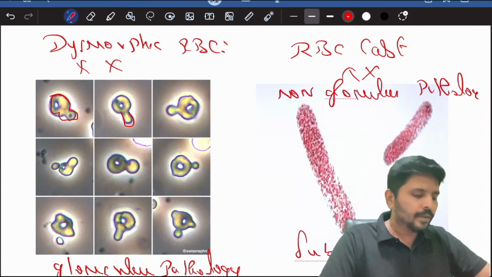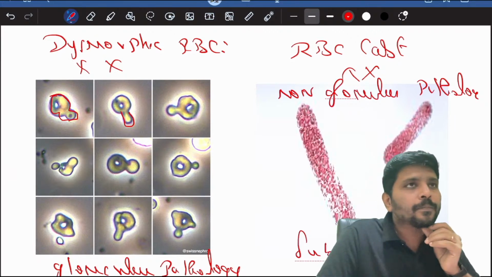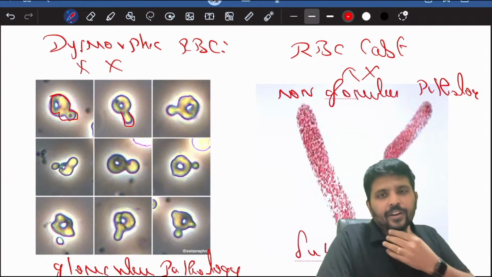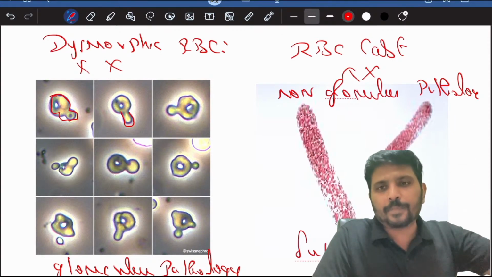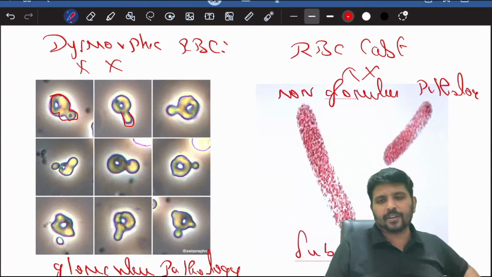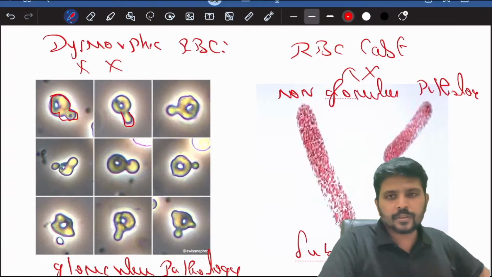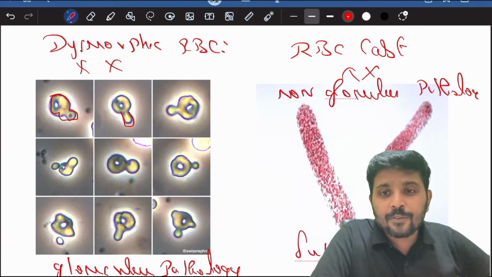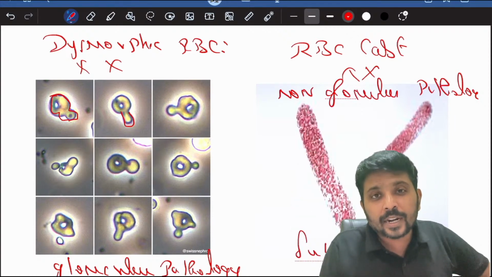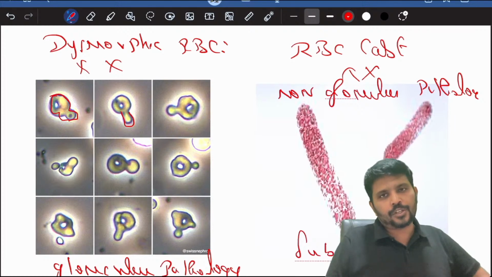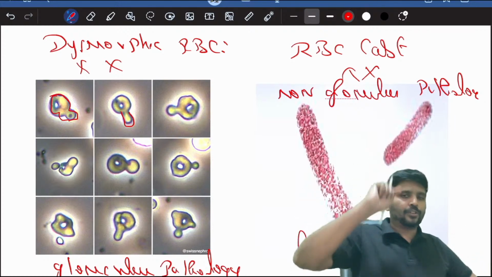Right. Okay. So what are all the points? Glomerular pathology means cola colored urine, dysmorphic RBCs. Non-glomerular pathology means RBC cast, bright red urine. Any other thing apart from this? Yes, presence of proteins. When you have proteinuria, it is called glomerular pathology. When you don't have proteinuria, it is called non-glomerular pathology.